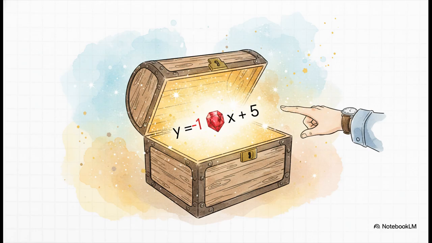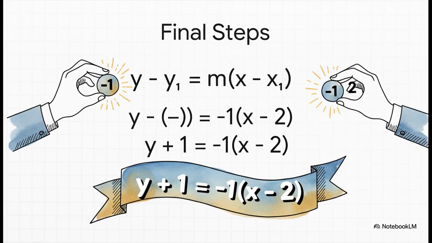It's the number chilling in front of the x, which in this case is -1. And you know what? From here, the game is exactly the same. The hard part's over. Step 2, keep the slope. Our new slope is -1. Step 3, use that slope and our point, 2, -1, in the point-slope formula. A little simplification, and we've got it. Y plus 1 = -1 times the quantity x minus 2.